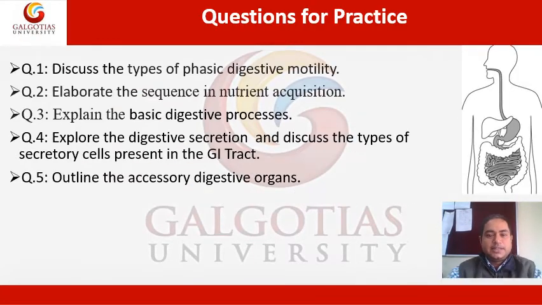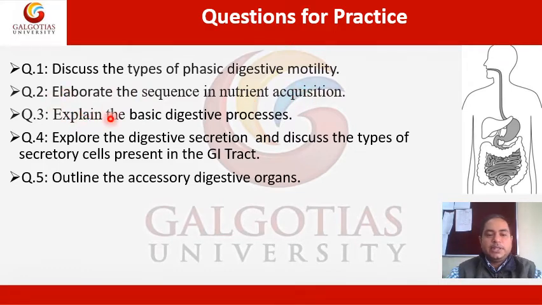So this is the question and answer session and I am giving you some questions for homework. You just search the internet and answer these questions. First question is to discuss the types of digestive motility. Then you should elaborate the sequence in nutrient acquisition.